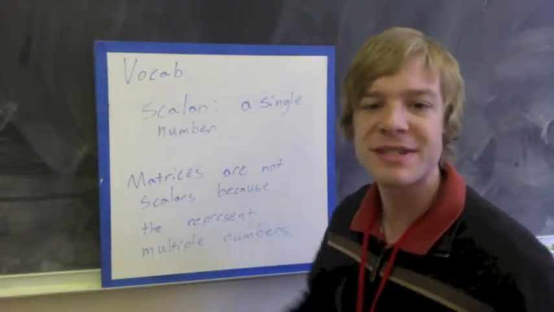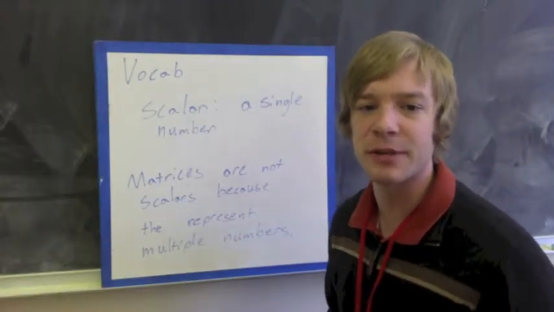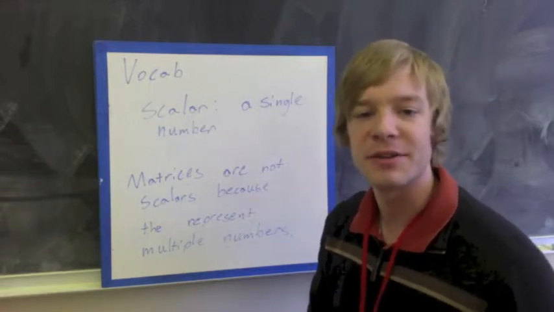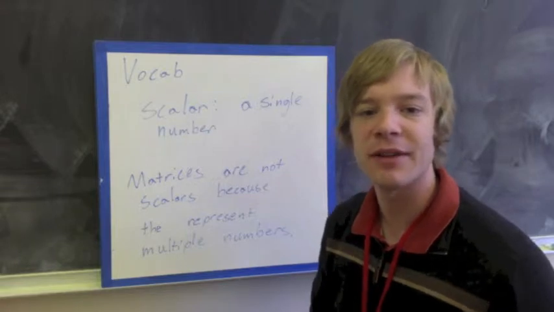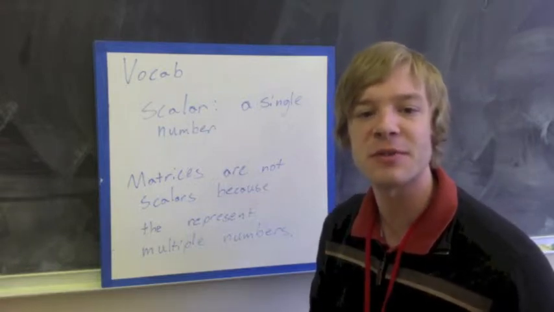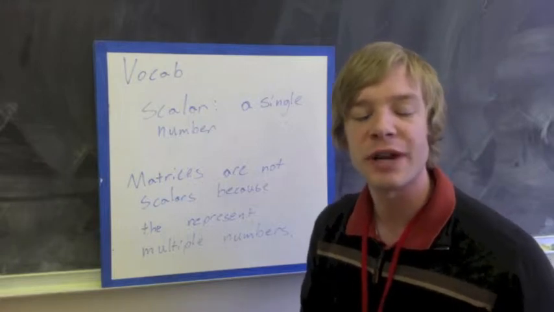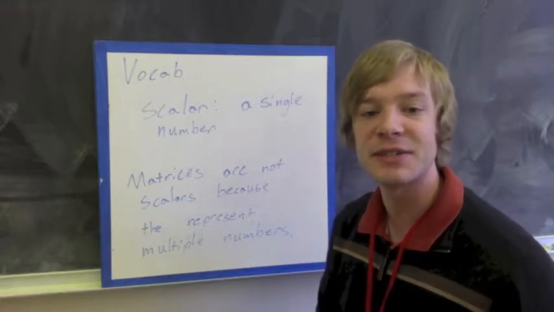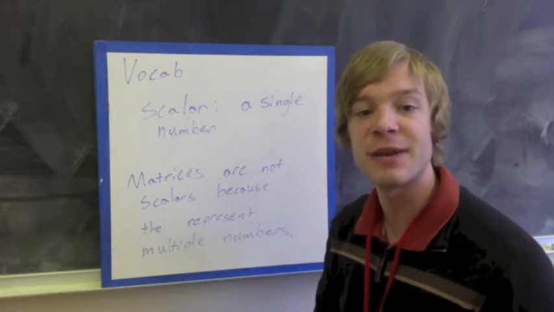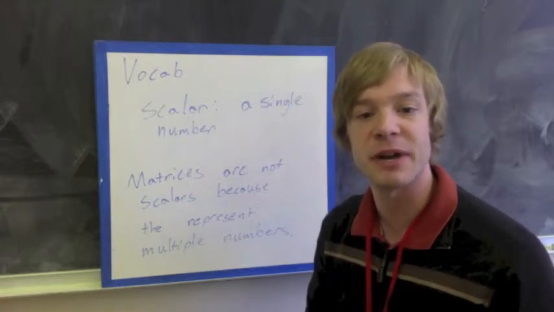So first off, what is a scalar? Well, a scalar is just a single number, like 5 or 12 or 1/2. It just represents a single number, and the important thing to note is matrices are not scalars because they represent multiple numbers. So we actually do multiplication slightly differently when we multiply a matrix by another matrix. But today we're just looking at a matrix times a number.